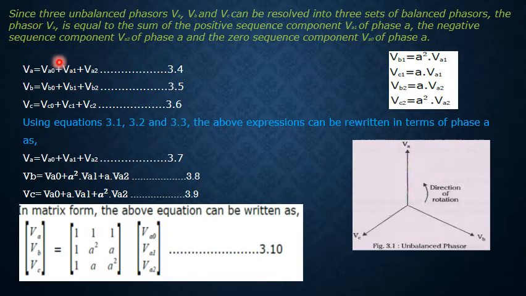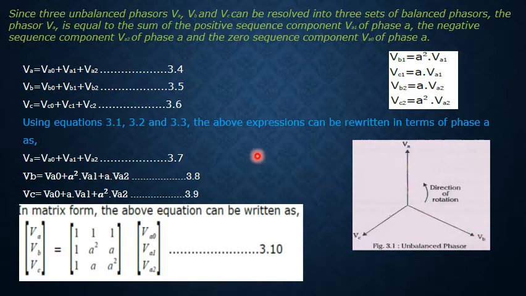So that will be equal to what? VA will be equal to the phasor A value of the zero sequence component, that is VA0, then VA1, the phasor A value for the positive sequence component, and VA2, the phasor A value for the negative sequence component. If we add up phasor A's zero, positive and negative sequence components, we get the unbalanced phasor A's value. Is it clear?